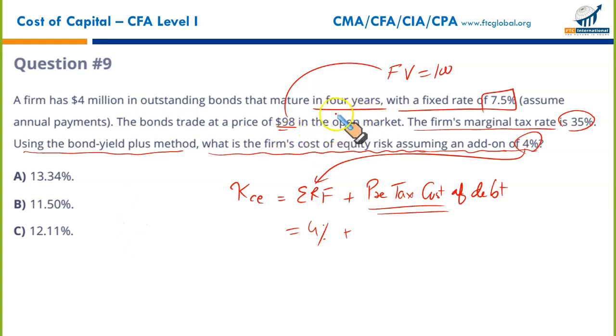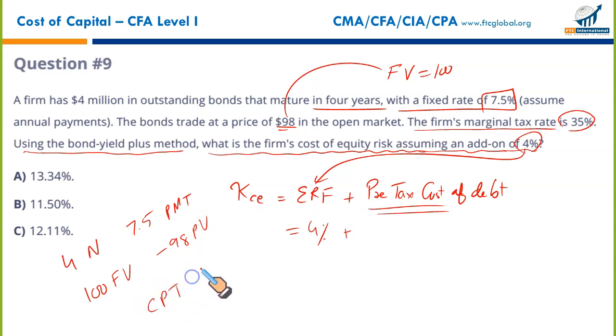We have the period of the bonds, 4N, interest 7.5. 100 is the par value, times 7.5 is $7.5, that is your PMT. Then the face value is 100, FV, and the current market price is 98, that is PV. All you need to do is press CPT and it will give you the interest or yield, and there we go. Let's do it.